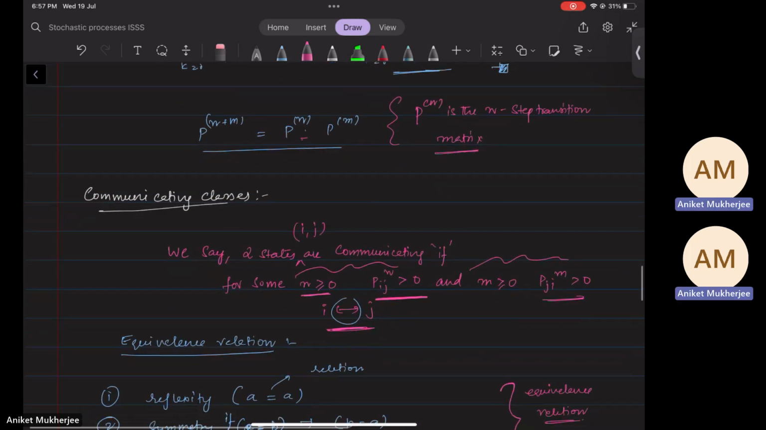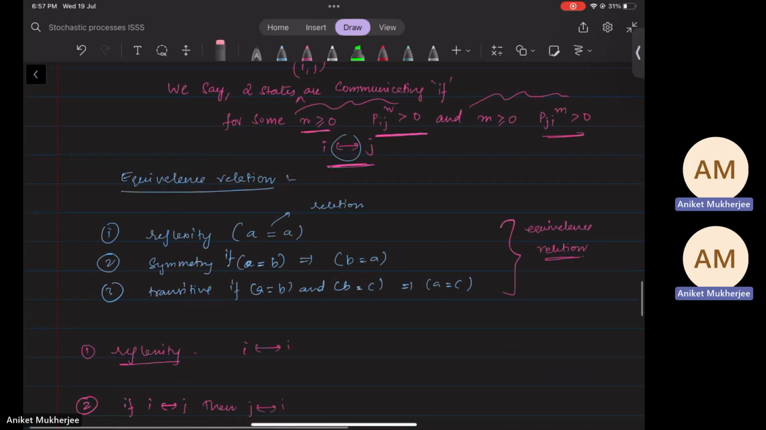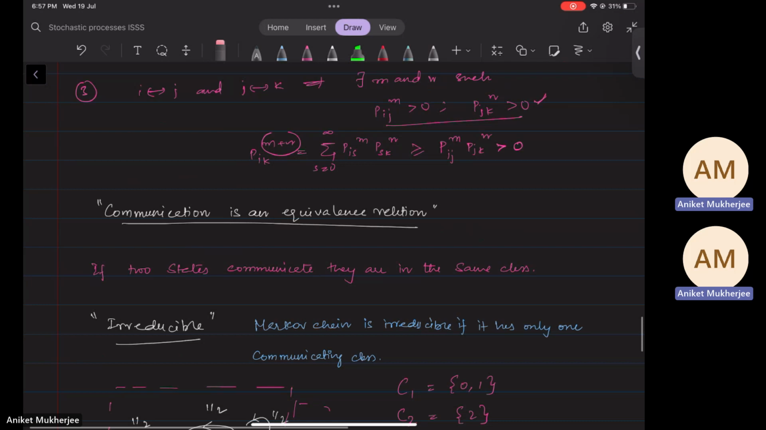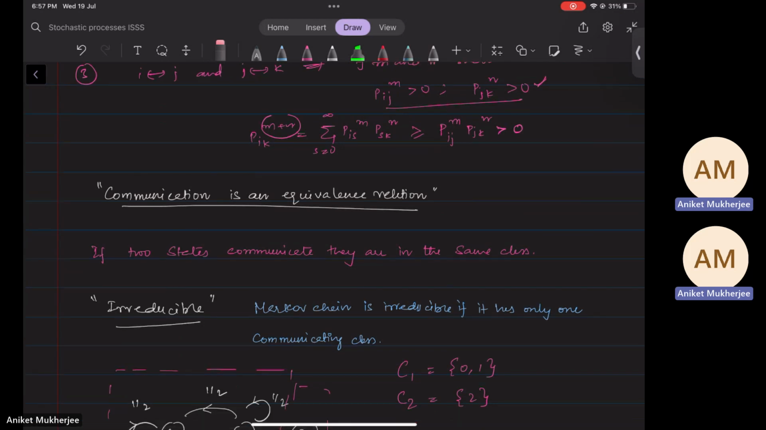Then we saw something known as communicating classes. If you have a positive probability of going from state i to state j with some n-step probability, and similarly from j to i with some m-step probability, then we say that those two are communicating with each other. We showed that this communication is an equivalence relation. That means it follows three properties: reflexivity, symmetry, and transitivity. We also showed the proof for those.